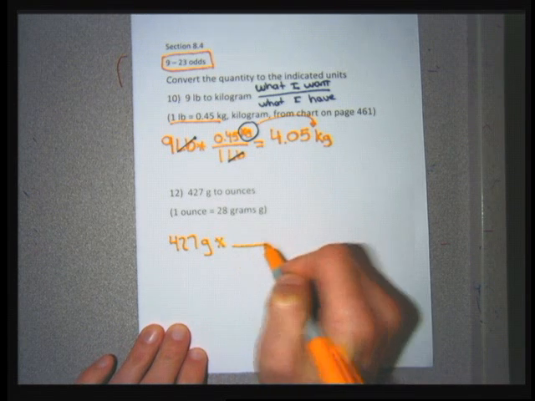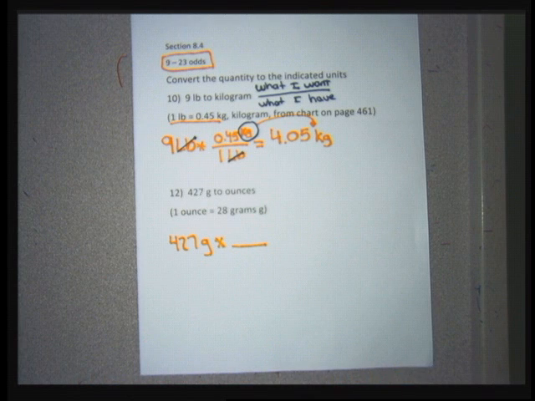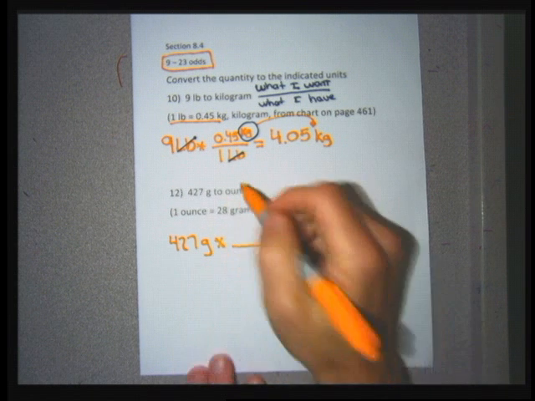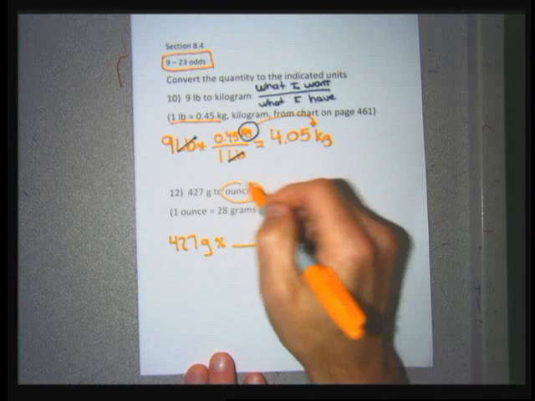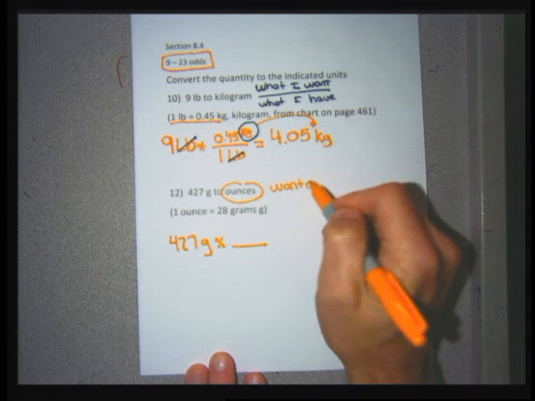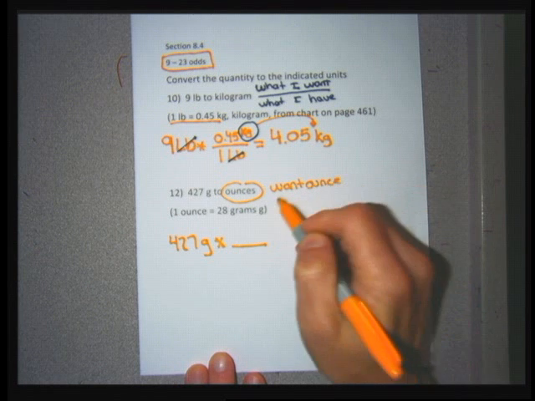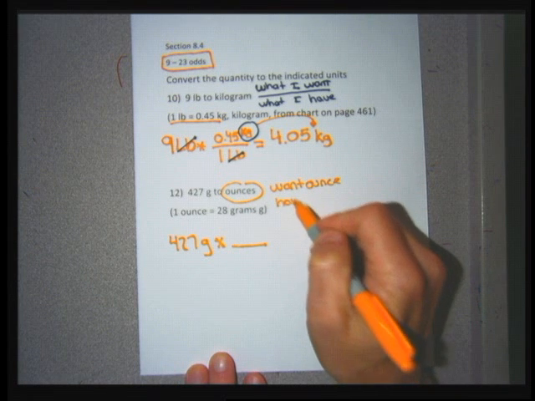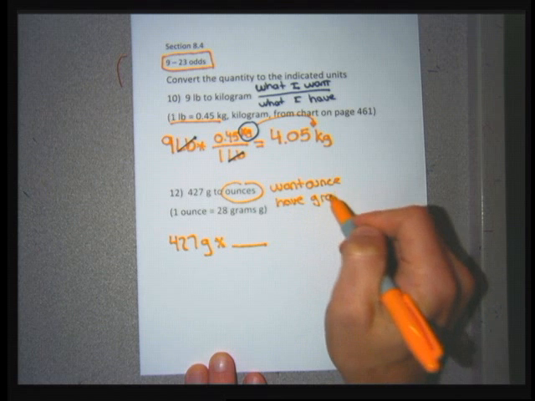And just like I did problem 10, I'm going to multiply by a fraction. In the numerator, I'm going to put what I want. In the denominator, I'm going to put what I have. And what I want is ounces, so I want my answer to be in ounces. And the units that I have are grams.